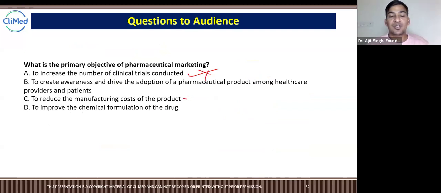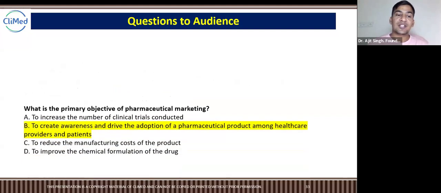To reduce the manufacturing cost? Not the part of marketing. To improve the chemical formulation of the drug? Not a part of marketing, right? So marketing is to create the awareness and drive the adoption of a pharmaceutical product among healthcare providers and patients. Marketing is to create the awareness and drive the adoption of a pharmaceutical product like drug among the healthcare providers and patients, right? So the correct answer is this.